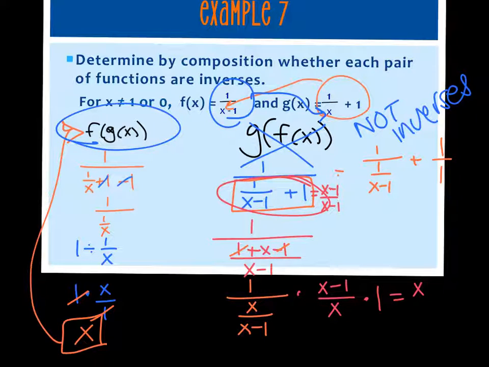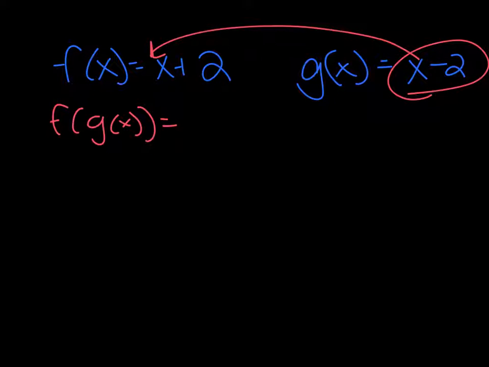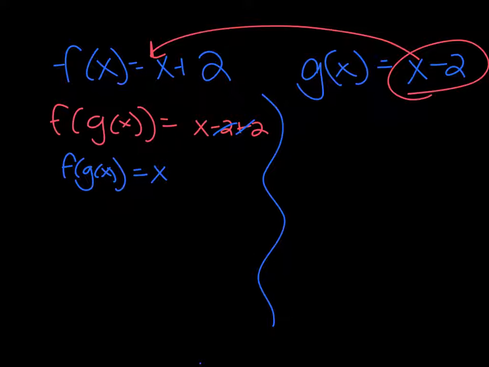So let's go back to something a little bit easier. Let's go back to that first example that I showed you. Same question: determine whether f and g are inverses of each other using composition. A little bit easier. f of g of x means take g of x and plug it into the f of x. So x minus 2 plus 2. These cancel and I get f of g of x equals x. So the first one is good.